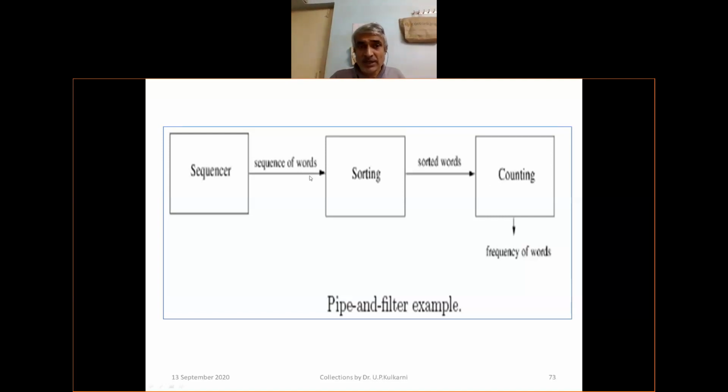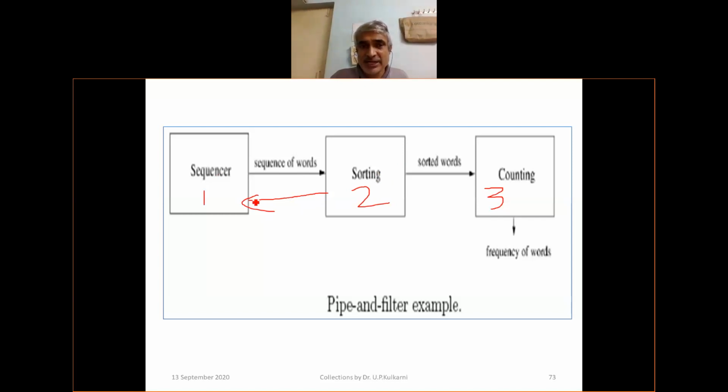In the other model, the arrow mark is reversed, right? Let me mark it with a color. Though this is component number 1, component number 2, component number 3, I can put the arrow mark like this. That means the sequencer will produce something, it will keep it in a buffer. Whenever this sorting component wants something, a sequence of words, it will pull from the sequencer.